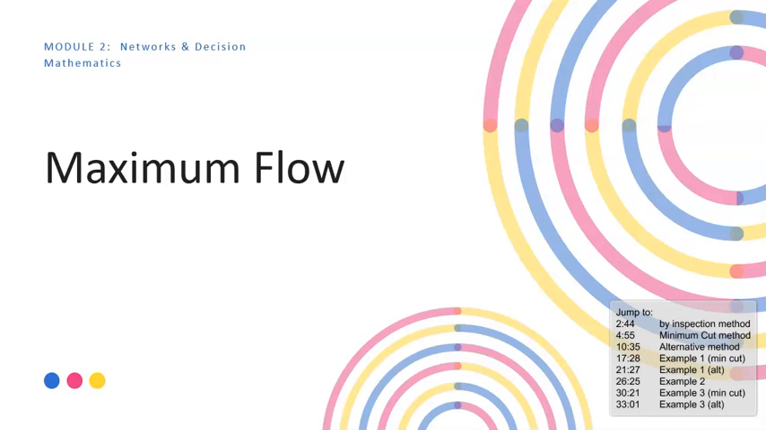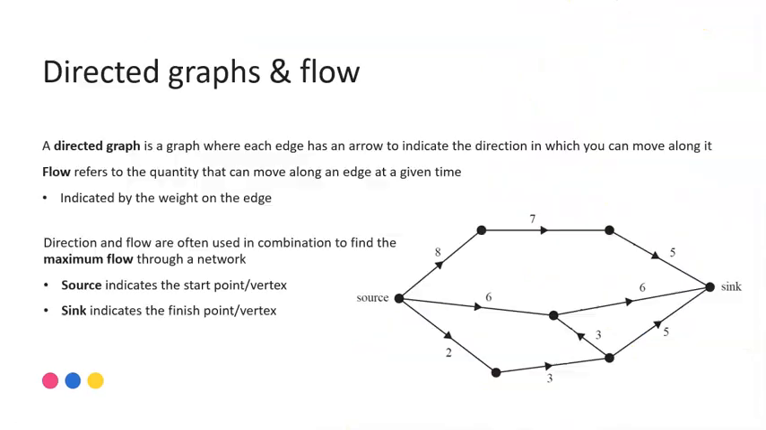This video is running through the concept of maximum flow in the context of networks and decision mathematics for VCE Further Maths. Before we get into what maximum flow is, just a reminder, we are working here with directed graphs. And so a directed graph is any graph where an edge has an arrow to indicate the direction in which you can move along it.